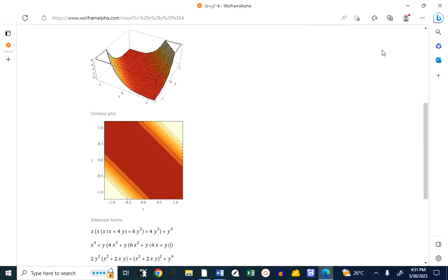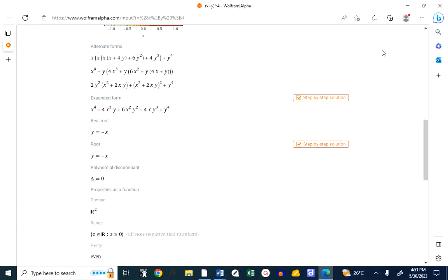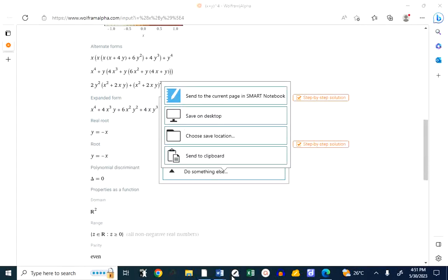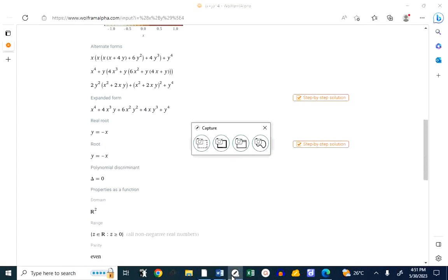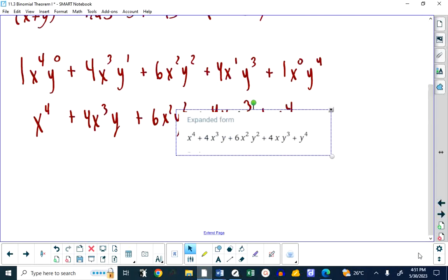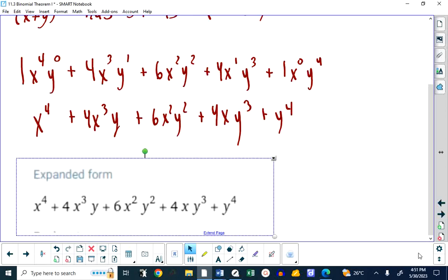There we go. It gives us a number of pieces of information, but the most important piece of information is an expanded form. It tells us that it's x to the 4 plus 4x cubed y plus 6x squared y squared plus 4xy cubed plus y to the 4, convincing you that it's true. I mean, I would never teach you something that wasn't true, but the bottom line is we were asked to show that it is true.